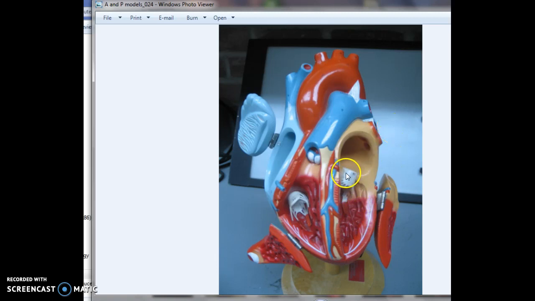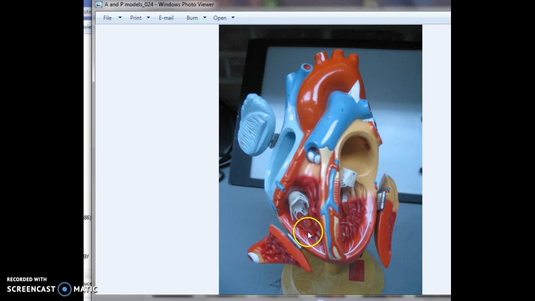So this is the bicuspid valve. These are chordae tendineae. Those are the heartstrings. This is the valve. So I'll either ask you, what is the structure? Chordae tendineae. Or what is the valve? Bicuspid. And this is the left atria.